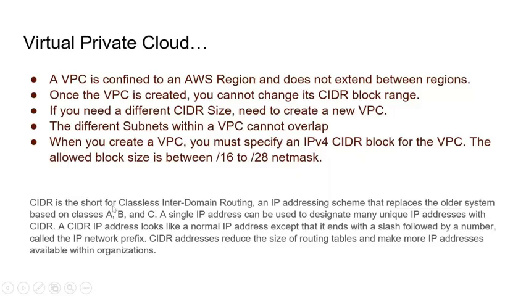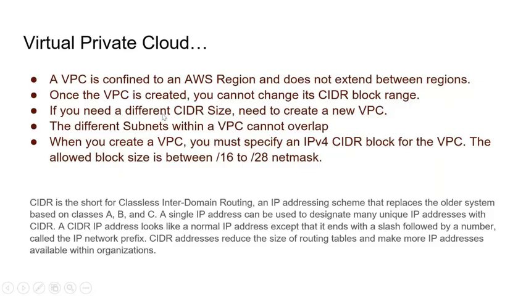A CIDR IP address looks like a normal IP address, except that it ends with a slash followed by a number called the IP network prefix. CIDR addresses reduce the size of routing tables and make more IP addresses available within the organization. That advantage we get if we use CIDR. So once a VPC is created, you cannot change the CIDR block.